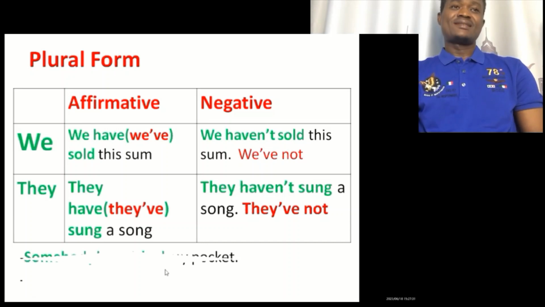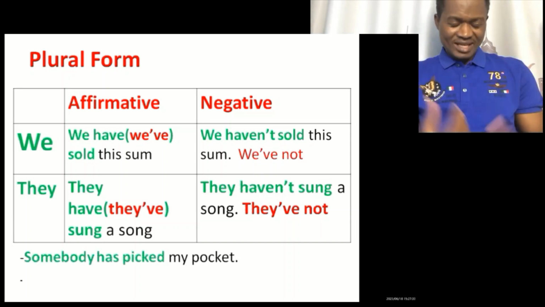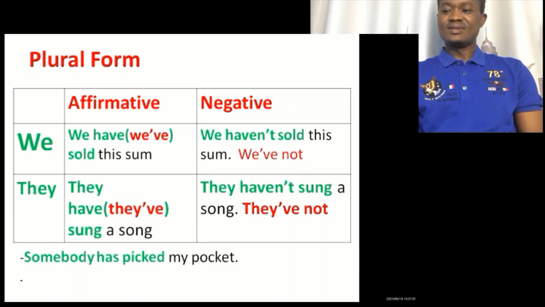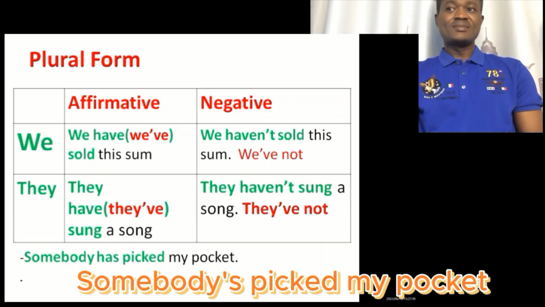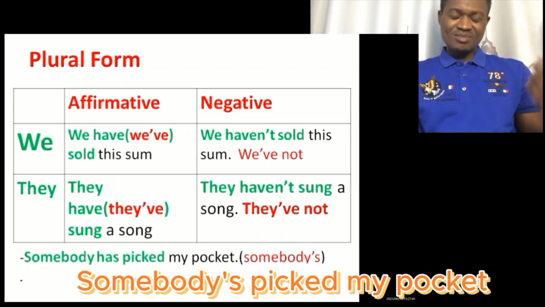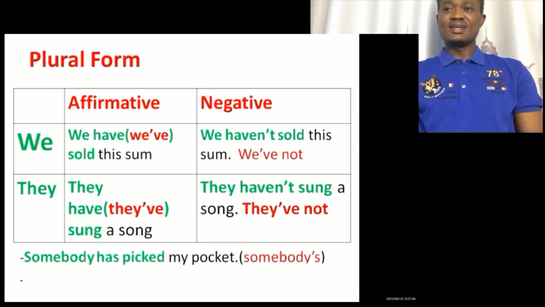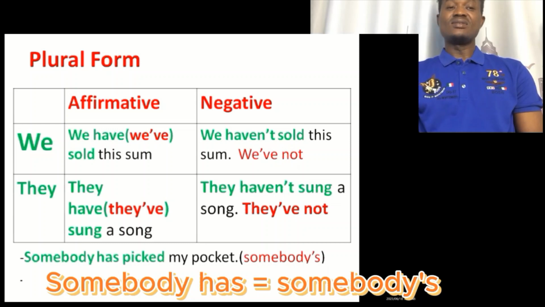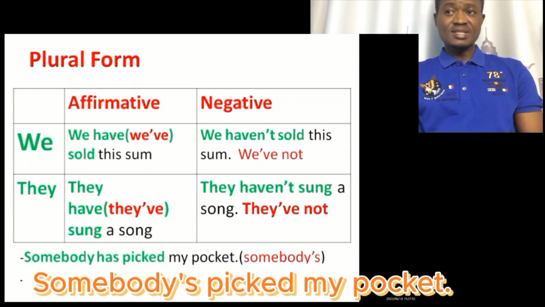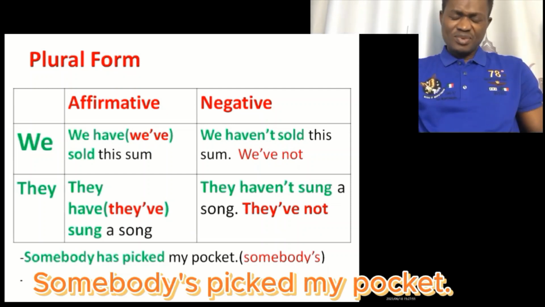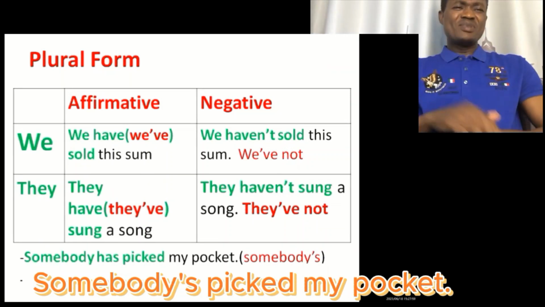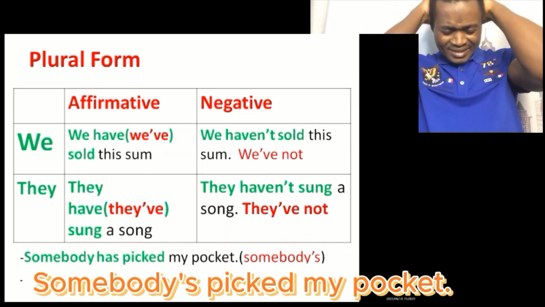Somebody has picked my pocket. Sometimes we can also say somebody's picked my pocket. You gotta see here, somebody has, so the contraction is going to be somebody's. When we speak fast, we say somebody's picked my pocket. Oh my gosh, somebody picked my pocket. All right.